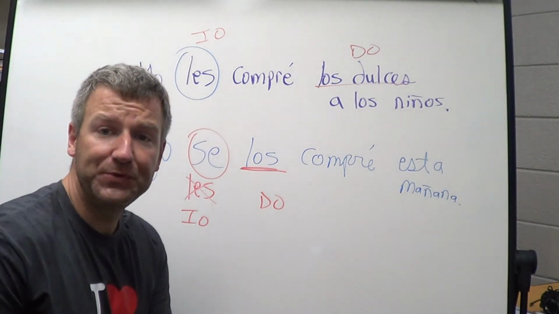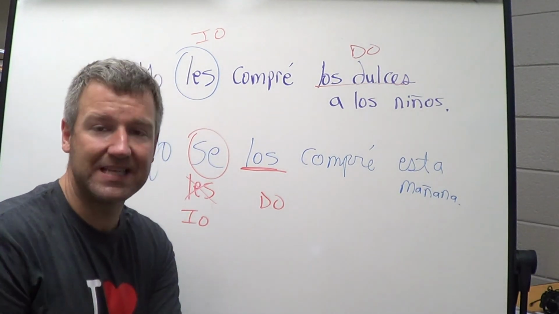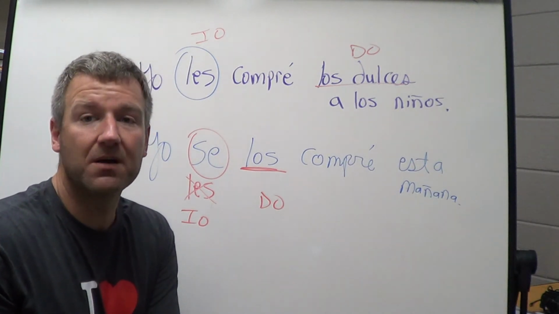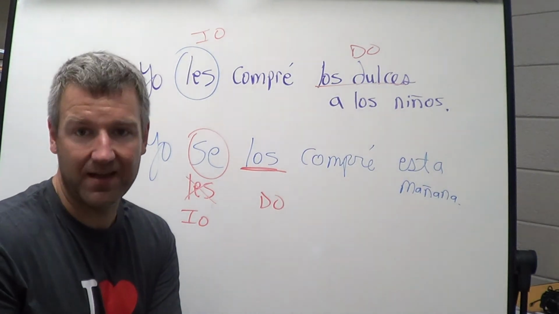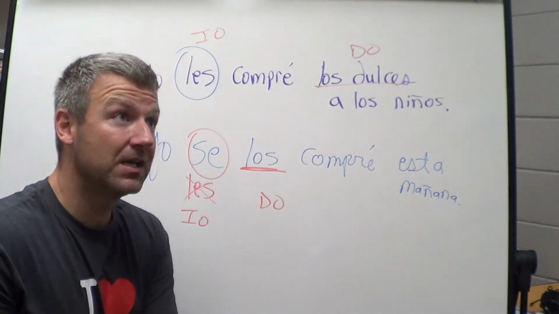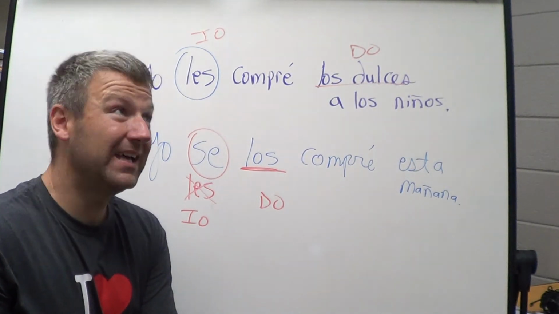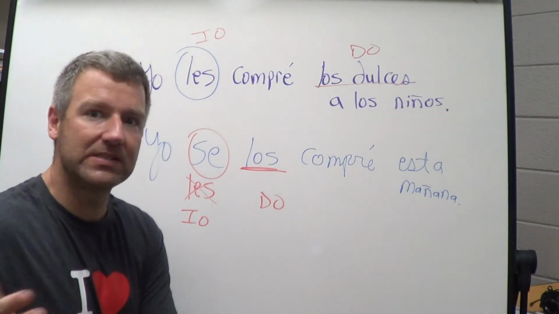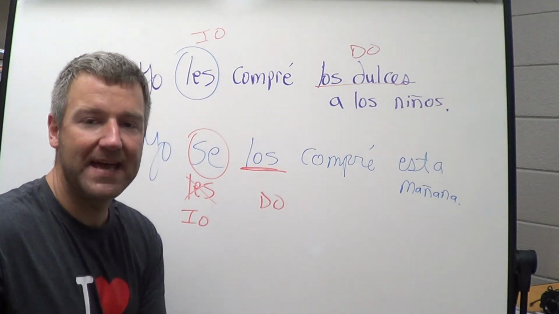If you have two L object words side by side, then you have to change the first one, which would be the indirect object. You have to change it to se. You can't say le lo, le la, les los, les las. You can't say les lo, les la. You can't do all that. It has to be se lo, se la, se lo, se las. Okay? So keep that in mind.